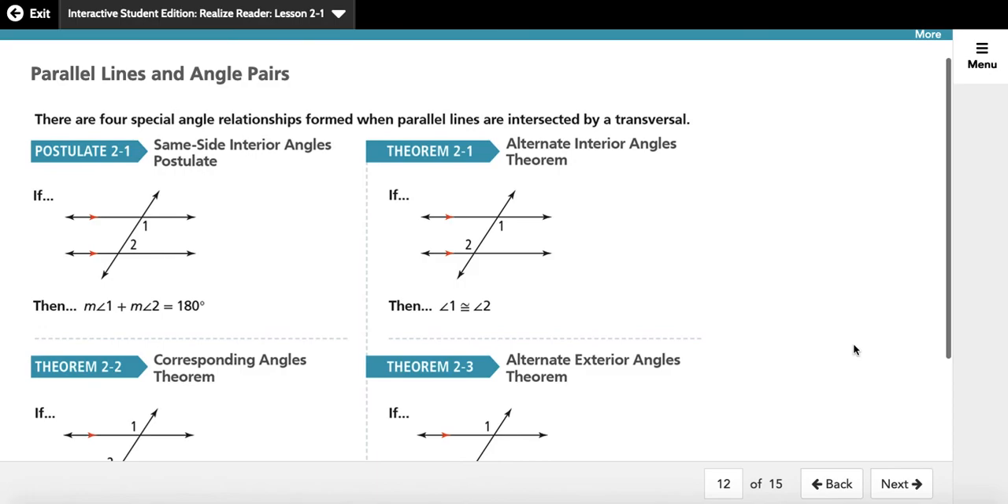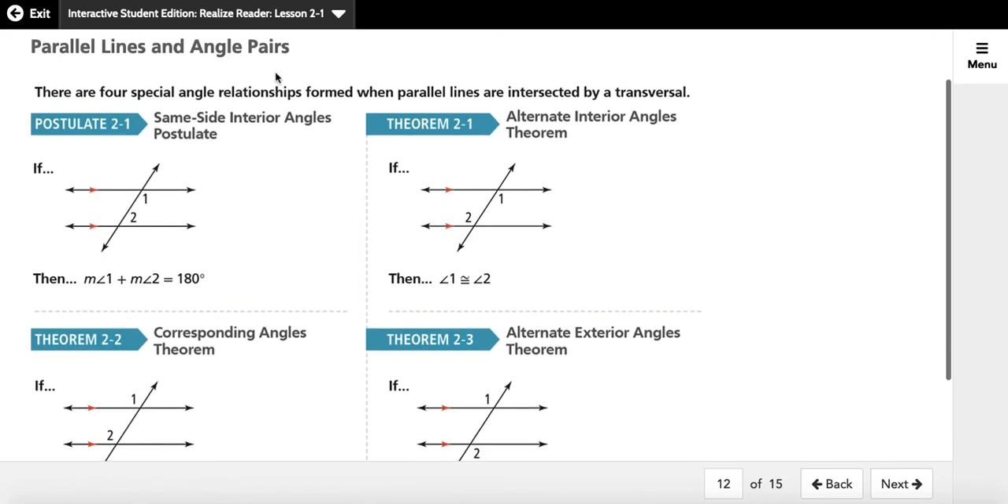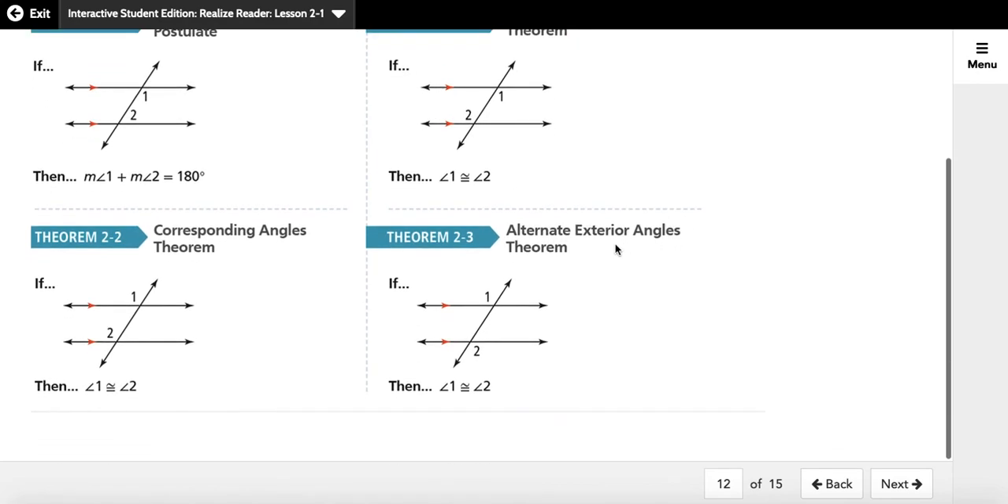So here's what we learned in this section. There are 4 special angle relationships when parallel lines are intersected by a transversal: the same side interior, where they're supplementary; alternate interior, where they're congruent; alternate exterior, where they're congruent; and corresponding, where they're congruent.